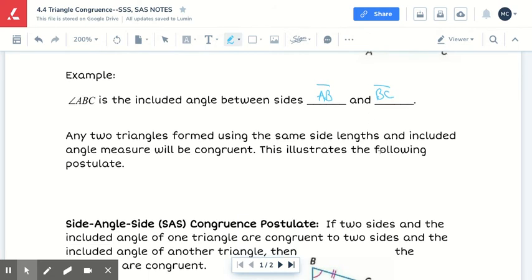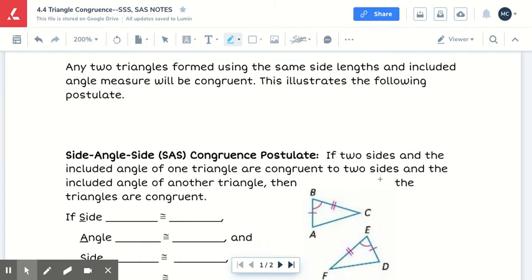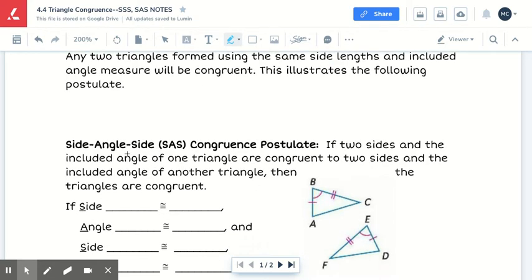Now, any two triangles that are formed using the same side lengths and included angle measure are also congruent. This is our second postulate. This is the one that we call side, angle, side. Now, the order in which we state these things is actually very important. So it has to be side, angle, side, because the angle is between the two sides for this postulate. So it says if two sides and the included angle of one triangle are congruent to two sides and the included angle of another triangle, then the triangles are congruent.